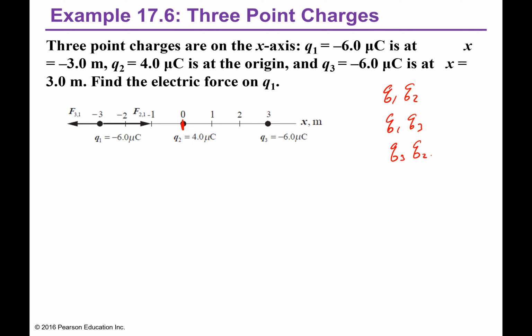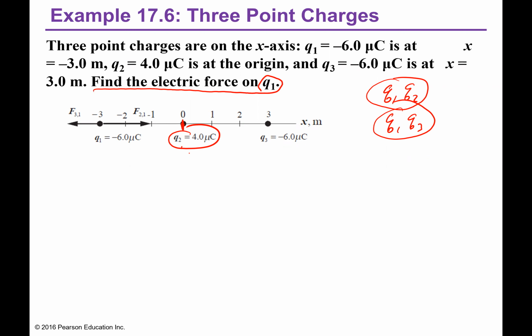And you can see here, it says, find the electric force on Q1. That means I want to see how Q1 and Q2, and Q1 and Q3, are interacting. That means all the charges interacting with Q1, and I don't care how Q2 and Q3 are interacting. What I want to look at here is interaction with respect to Q1.